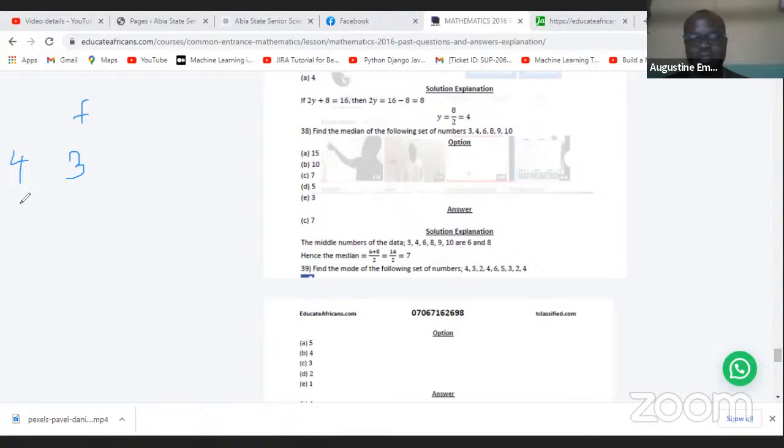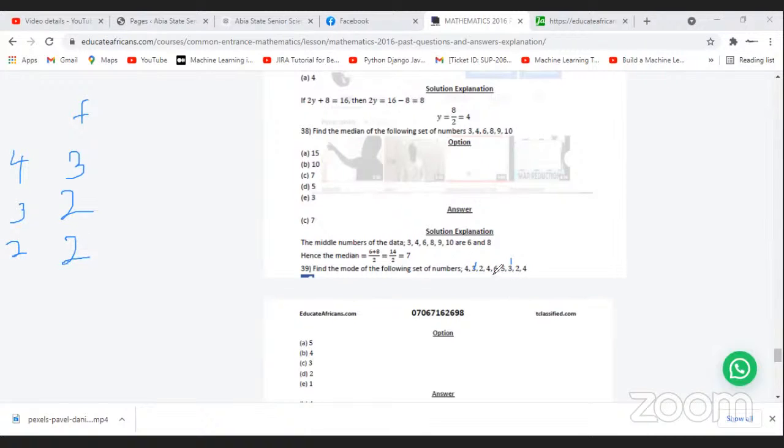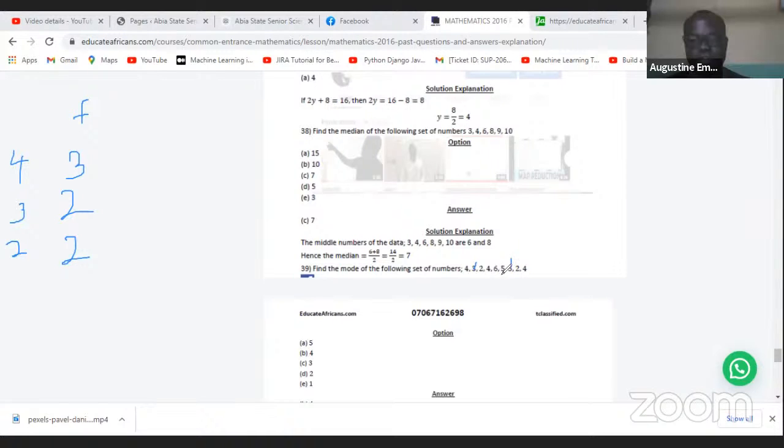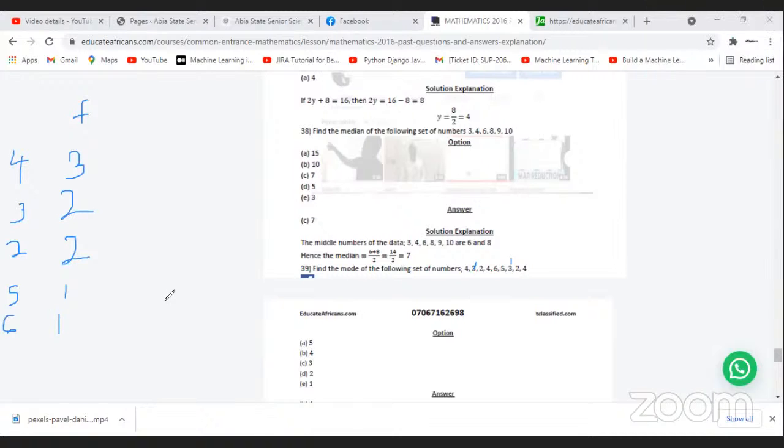Number 3, how many times? Number 3 occurs only 2 times, because here we have 3 and here we have 3. What of number 2? Number 2 occurs 1, 2, so only 2 times. Then number 6 occurs only 1, and number 5 also only 1. So Mona, with this, which one is the mode? 4. Yeah, because 4 occurs more times.